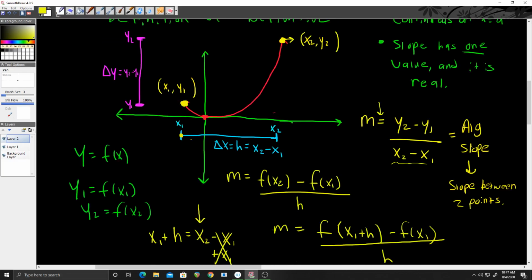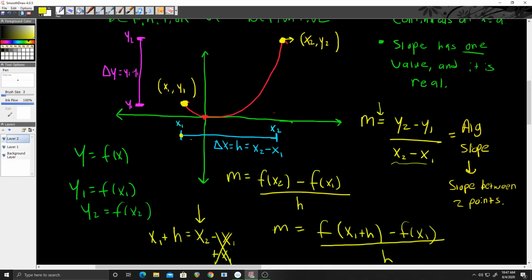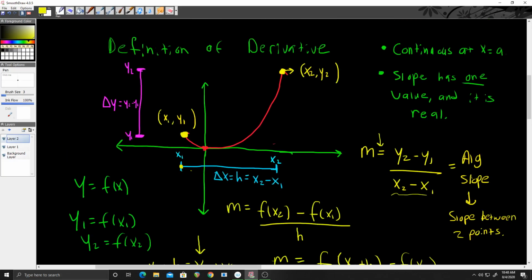Okay, now, what's the difference between algebra slope and calculus slope? Calculus slope is slope at 1 point, slope at a single point. In other words, if I come over here, here's 1 point. I can quantify the slope at this 1 point, and we can draw a line, in fact. And the slope of this line that's touching this point is what we call the first derivative.